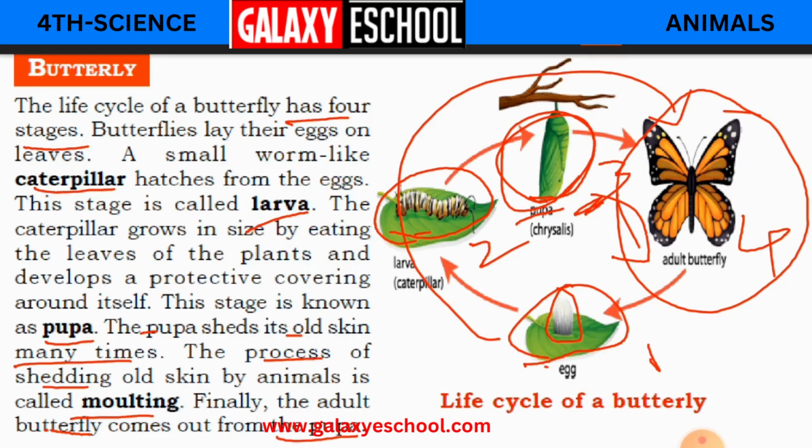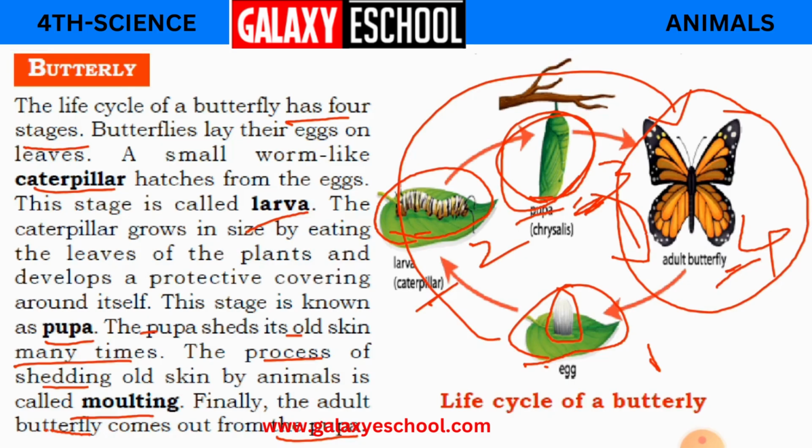Clear? So the first stage is the egg. Again it is going to develop as the caterpillar, which we call larva. Again from larva, it is going to round up the leaves of the plants to get protection, and this stage is called pupa. And after this pupa, it is going to shed its old skin many times and develop as the adult butterfly. Clear, children? So this is how the butterfly is developed.